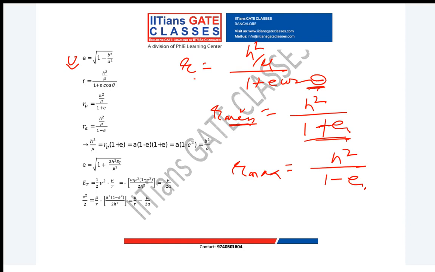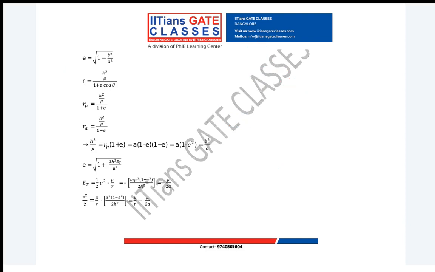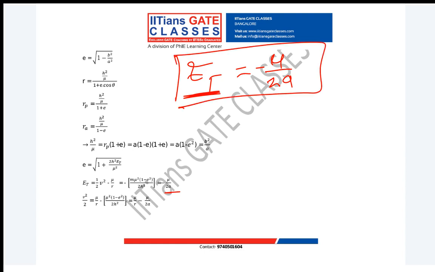Now guys, again we can find the ratio of RP and RA in terms of H square and E. All those things we can do. So you can see H square by mu, which is RP upon, you can write in this form, A into 1 minus E square, and the E value we already know. Finally, H square by mu comes as B square by A after all this simplification. What is important for me for an ellipse is that my total energy ET is given by minus mu upon 2A. You can rearrange and write; this is what is important for me. My orbital energy per unit mass is given by minus mu by 2A.